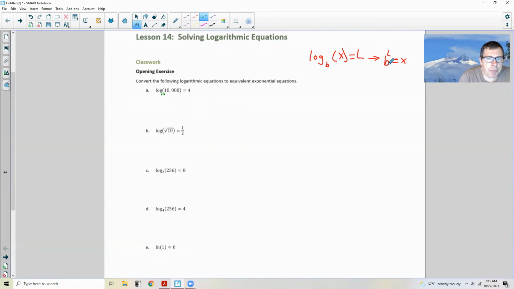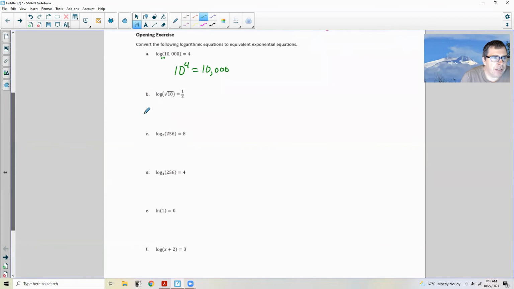So we're going to take our b, and that's going to become our base. So that's going to be 10 to the power of L. And L in this case is over here at 4. So it's 10 to the 4th power equals what we're taking the log of, which is x. So that equals 10,000. And obviously that is true. 10 to the 4th power is 10,000. So that's all we're doing in this exercise.